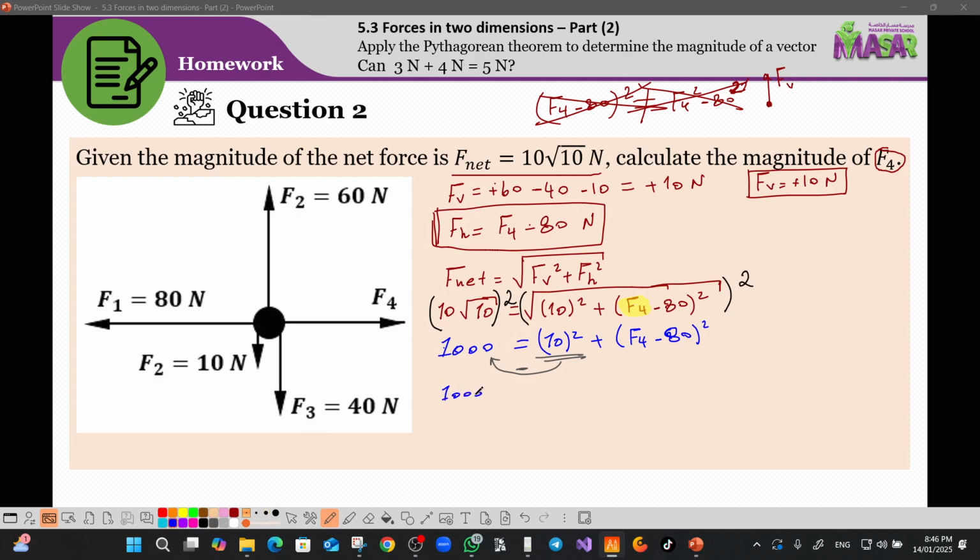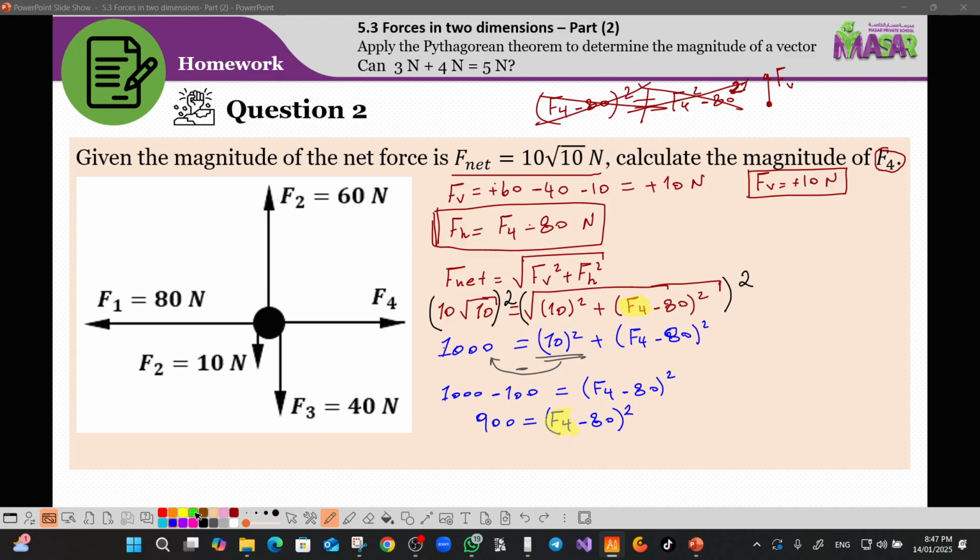Now 1,000 minus the 10 squared, which is 100, equals (F4 minus 80) squared. Now 1,000 minus 100 is just 900, which equals (F4 minus 80) squared. Now what should we do? This equation has the unknown. Your job is to find F4. In order to find F4, you need to follow the isolation method. However, because of the square in the bracket, you cannot move the F4 or 80 to the other hand side. You cannot do anything here.